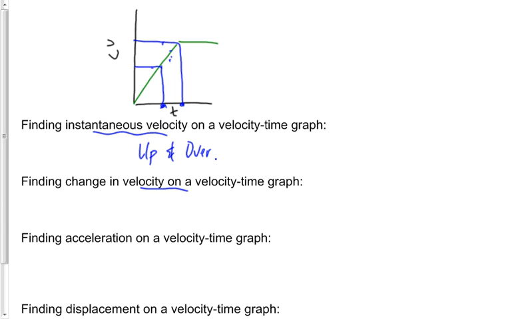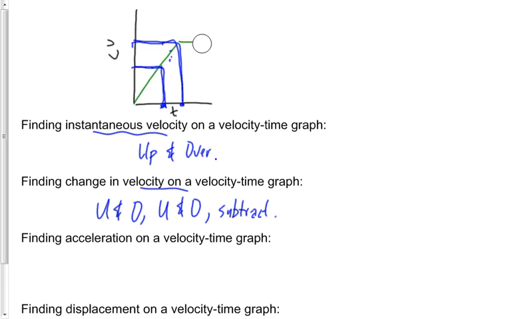Yeah. Right, we got a velocity. We got another velocity. Let's subtract them. The change in velocity is the difference between the two, right? So it's going to be up and over, up and over, and then subtract them to get the change in velocity.